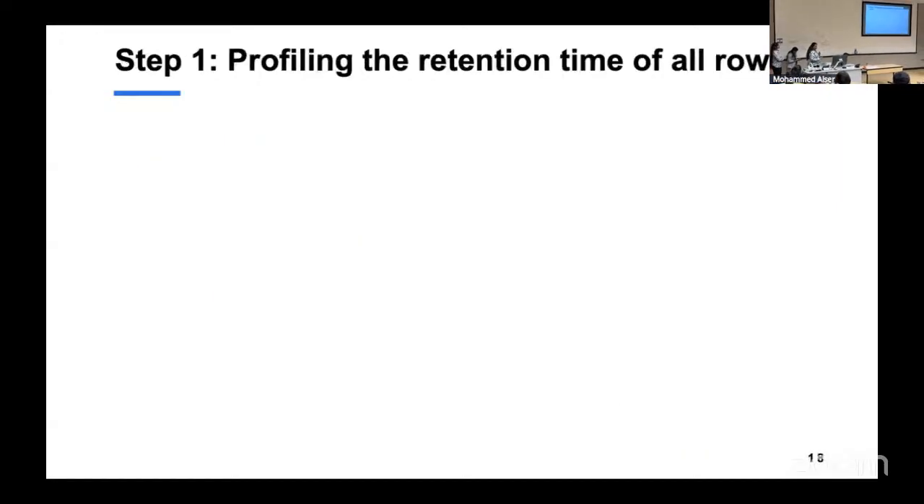We'll go deep into the first step, profiling the retention time of all rows. From this heading you can understand we are going to calculate the retention time of all rows and store them. The first step is to write all zeros or ones into the row.